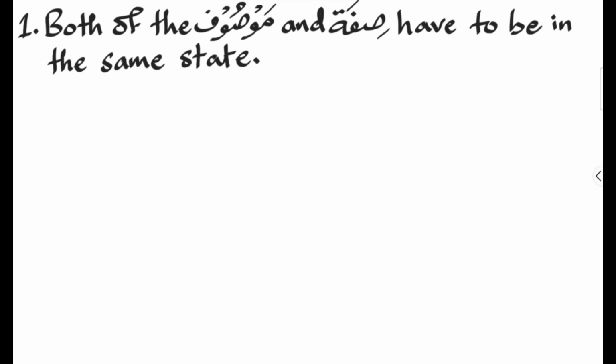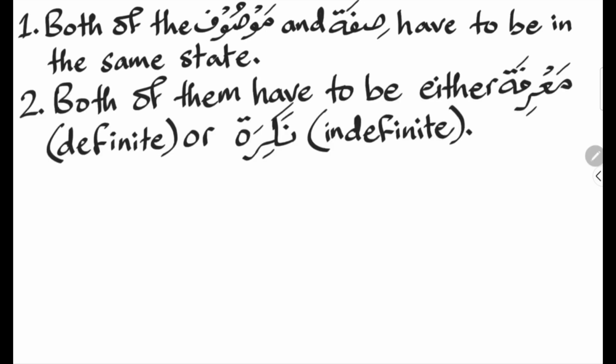The second thing you need to know is that both the sifat and the mawsuf should either be ma'rifa or nakira, meaning either both of them are ma'rifa or both of them are nakira. Ma'rifa means definite, for example, a proper noun. A proper noun means any specific name of a person or place. And nakira means indefinite.